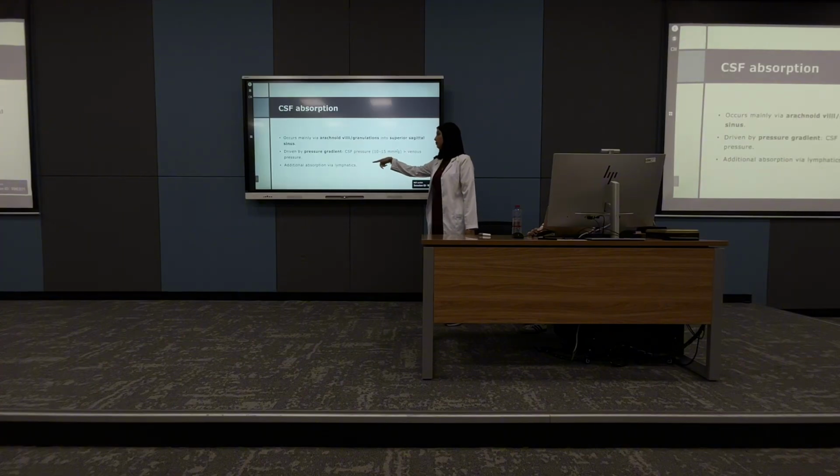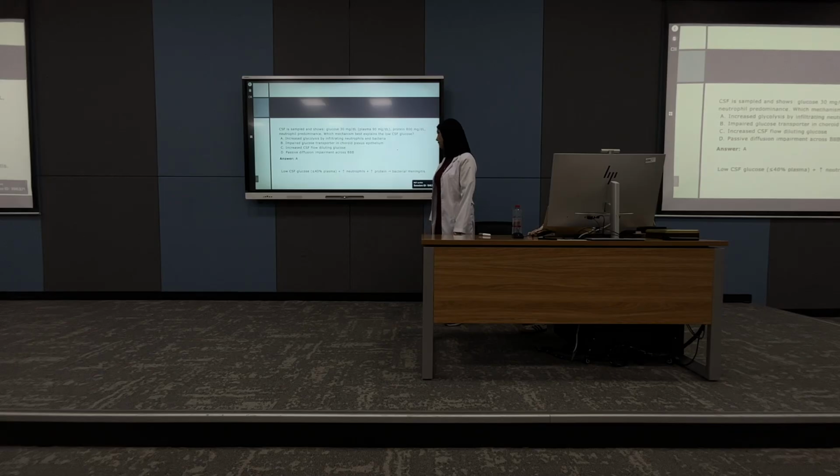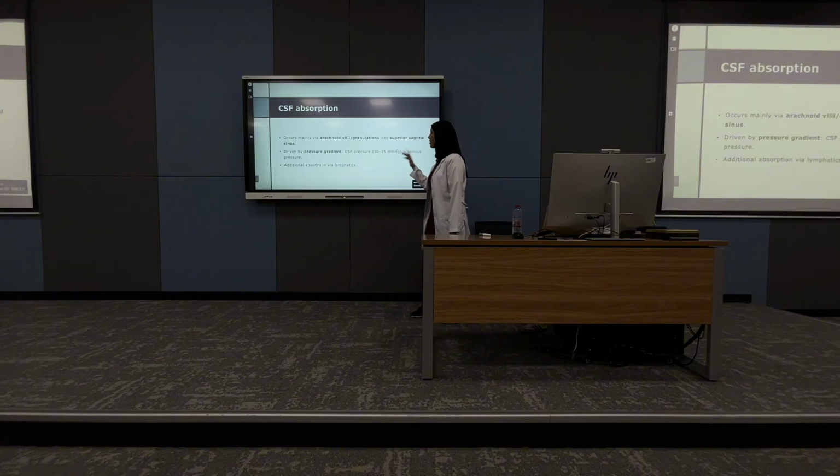Yeah, so this is just the explanation. Higher neutrophils, higher protein, low CSF glucose: bacterial meningitis. Now CSF absorption, I mentioned that earlier, through the arachnoid granulations into the superior sagittal sinus. It's one of the dural, my colleague is going to talk about it more.